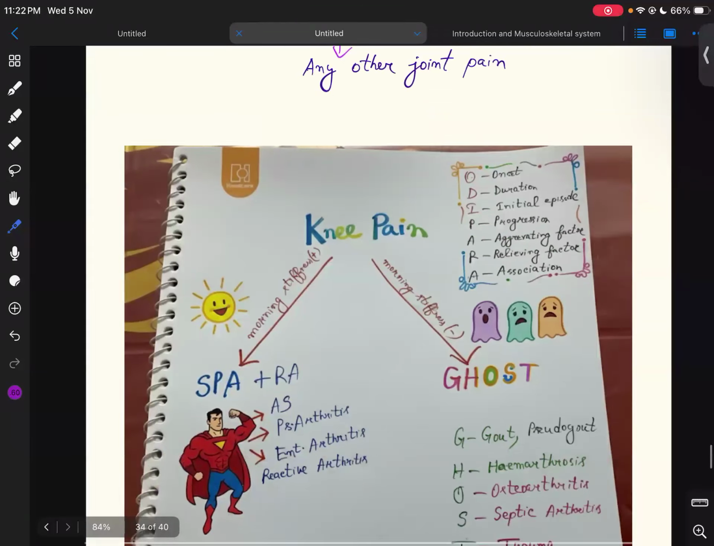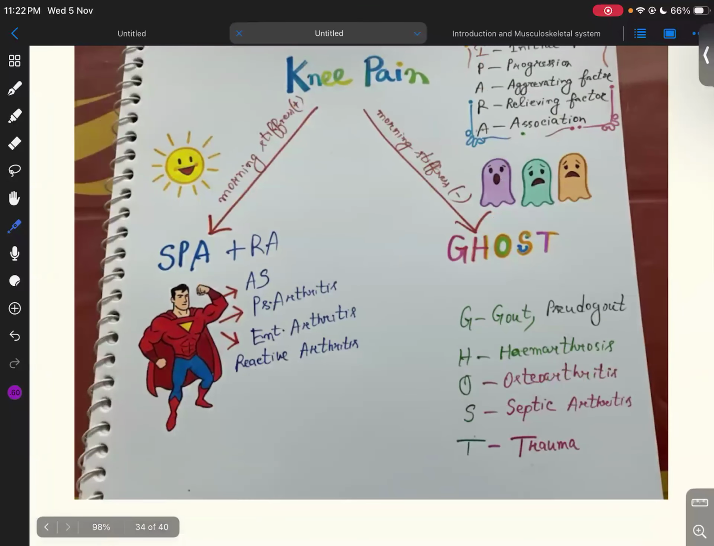Then, based on the morning jamming, we have to differentiate the knee pain. If there is morning jamming, then the cause is inflammatory. If there is no morning jamming, the cause is mechanical. The mnemonic is here, ghost. So let's first come to the inflammatory knee pain. The inflammatory causes of knee pain are either spondyloarthritis or rheumatoid arthritis. Spondyloarthritis has 4 types: ankylosing spondylitis, psoriatic arthritis, enteropathic arthritis, and reactive arthritis. How to rule out each differential diagnosis, the screening questions, I have already discussed, so I'm not repeating it once again.